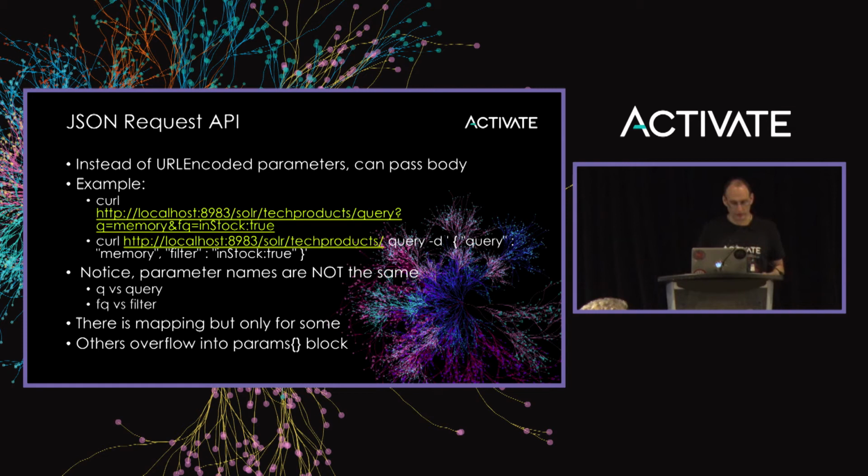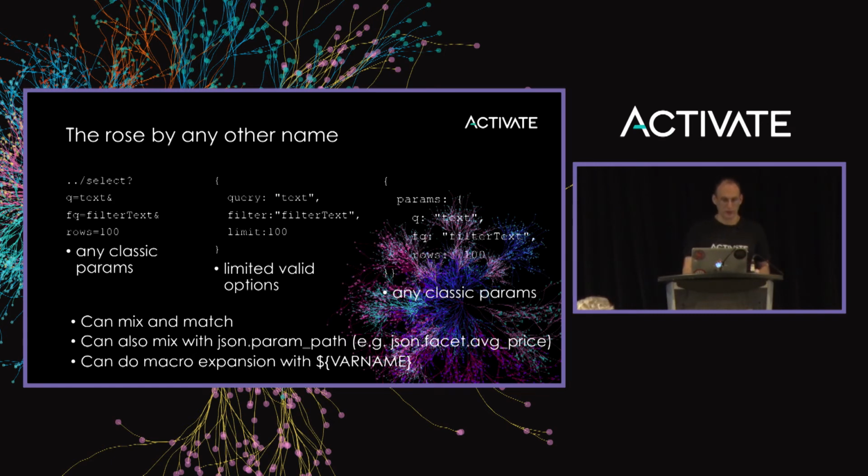We'll see it, and I'll show you the thing. So there is a mapping between the parameter names, but the rest of the parameters can overflow into a block. So this is a side-by-side representation. So the old style is Q, FQ and rows, and then for some of them, if you want to use them in a JSON document, it uses different names. I'll show you which ones. But you can use the old names in the params block. So you kind of have this workaround.